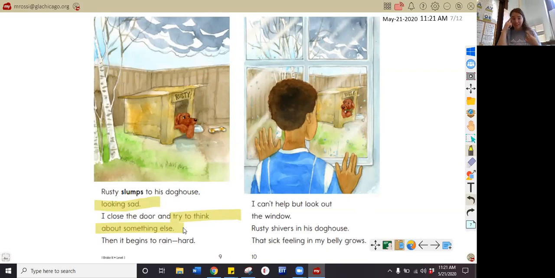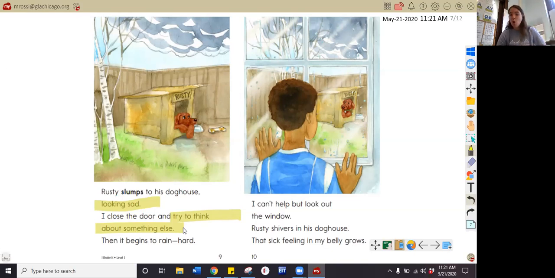I also know in my schema that when I am sad about something, I can think about something else to make me feel a little bit better. I know some of us are so good at thinking about happy things. I love that. That's what the boy's trying to do in this story. He sees Rusty sad, and so he's trying to think about things that make him happy so that he doesn't feel sad.